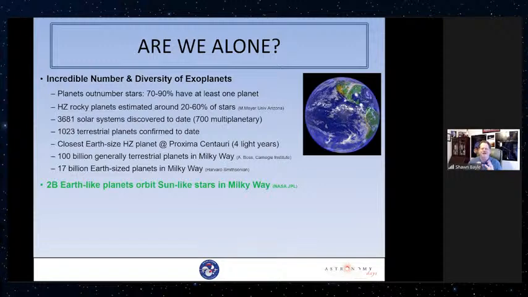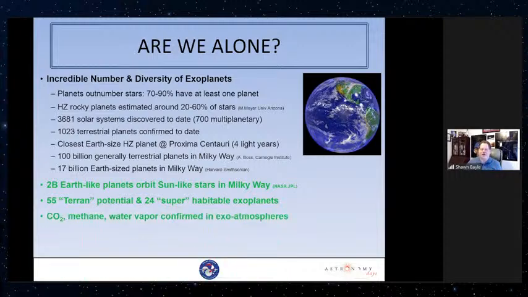Think about that. These are just like Earth. They orbit a star just like our sun. They're in the habitable zone, and we believe there are 2 billion of them in our galaxy alone, and there are hundreds of billions of galaxies. We found 55 of these, and we found 24 of which look like perfect. We found carbon dioxide, we found methane, which are all the hydrocarbons that you need to make life as we know it. We found water vapor. I mean, these are all the building blocks, the biochemistry of life.